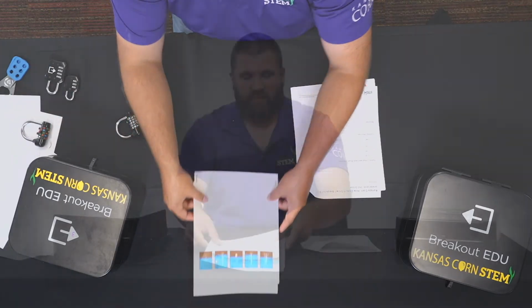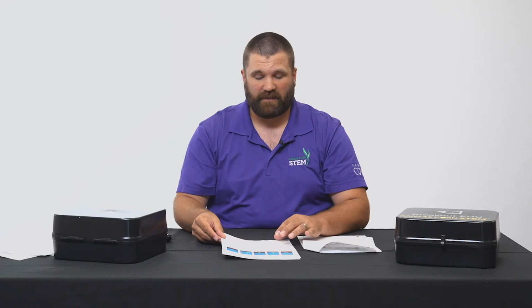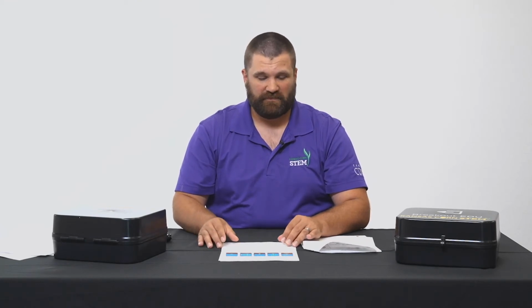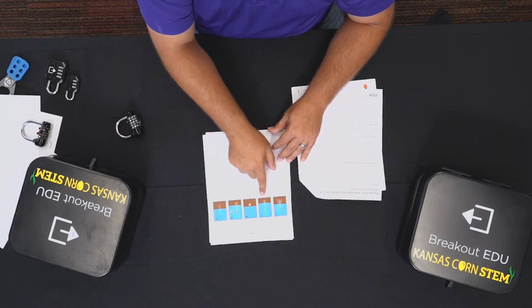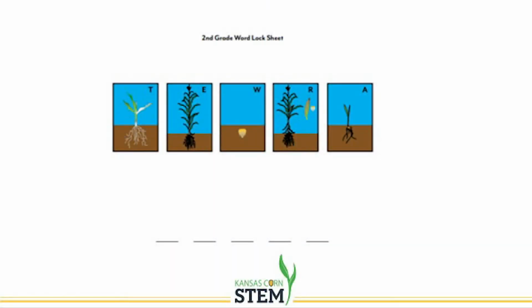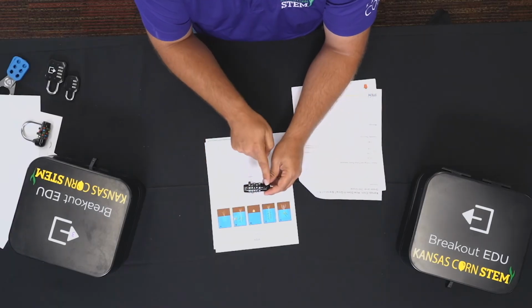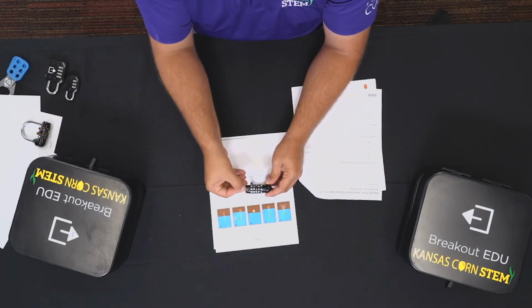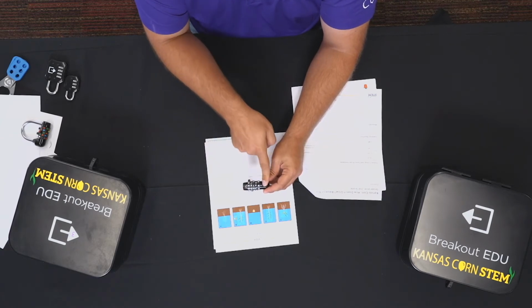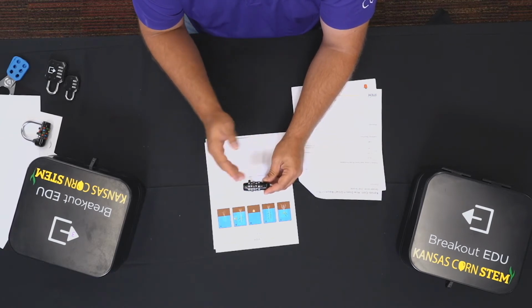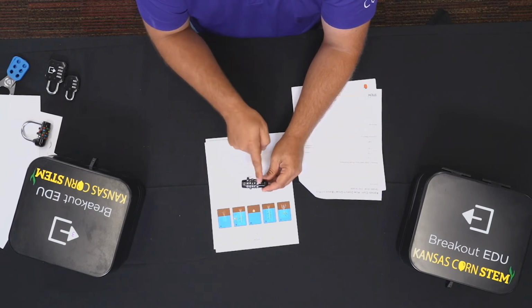And then finally, you get down to the second grade word lock sheet. This is just a fun one for kids to understand water, and we actually have the different growth states of corn, and water is just a scrambled word. They just have to put it in order, W-A-T-E-R. And then water is actually the answer on the word lock. So when they do the locks, just make sure they go from left to right with that Breakout EDU logo on the end. So the W-A-T-E-R, you should read it like you would read a text, water.